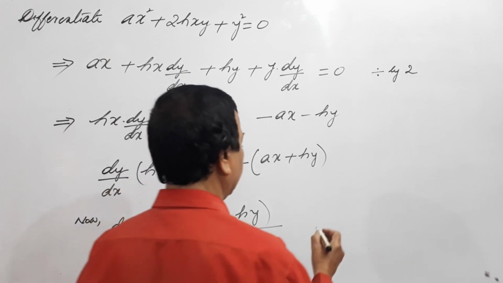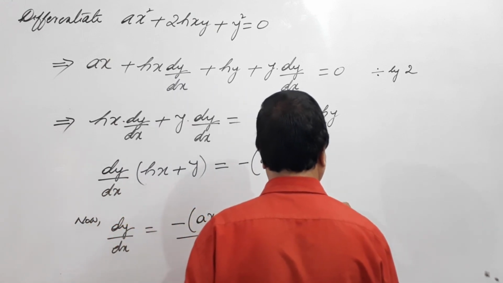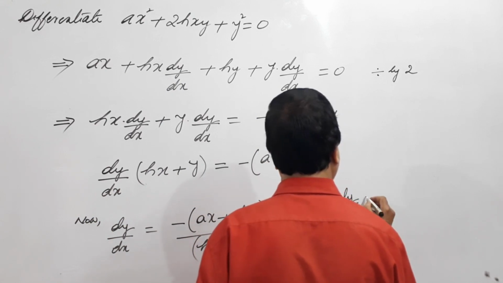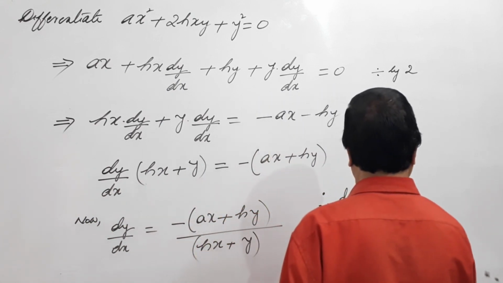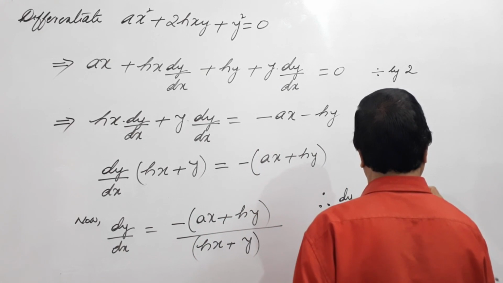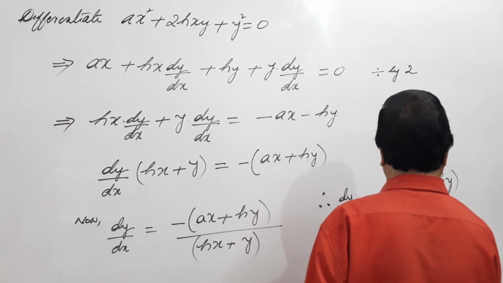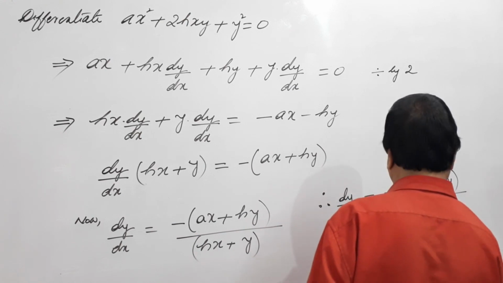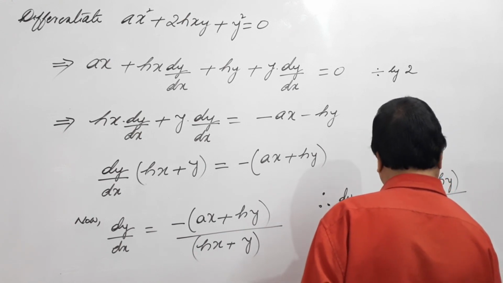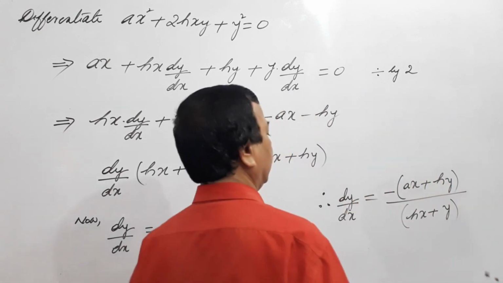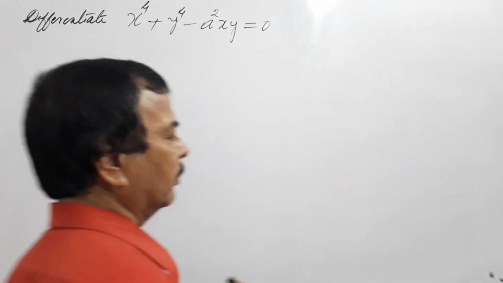Therefore, dy by dx equals minus (ax plus hy) divided by (hx plus y). This is the answer.